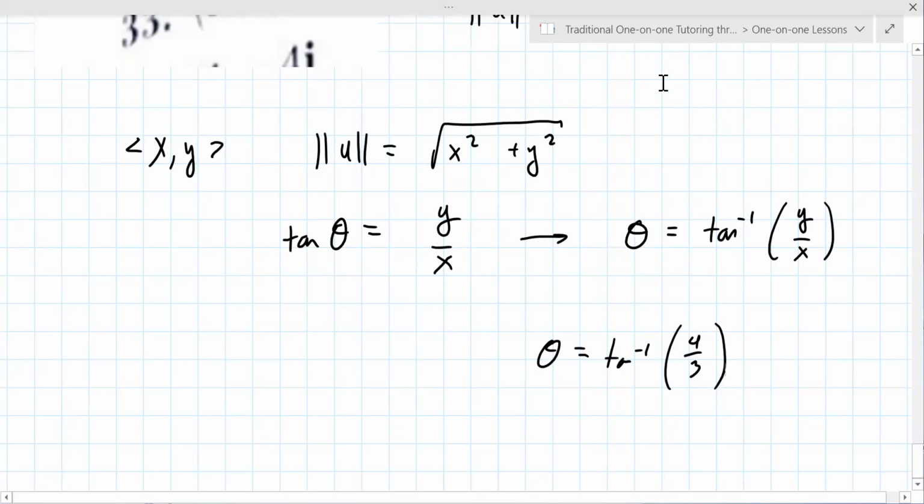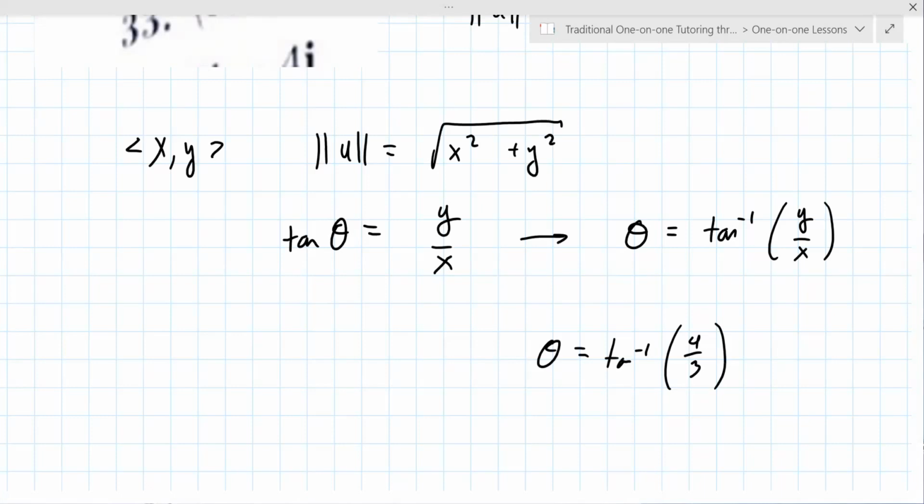And is that in radians or degrees? It should be in degrees. Got it. Okay. All right.